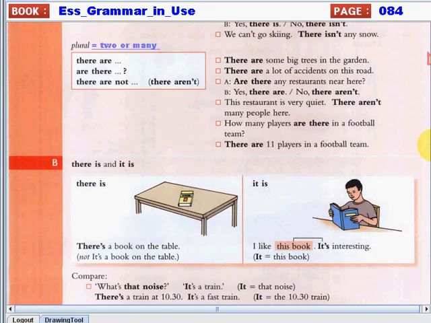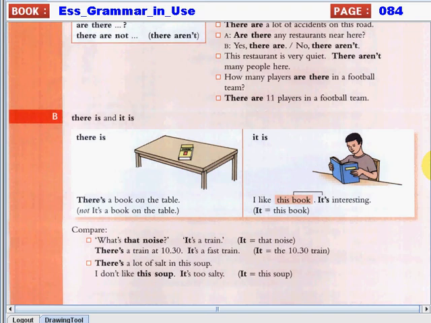Let's go now to letter B, or the second part. Here, there is and it is. So how to use there is and it is? Look at the first picture here. What can you say about this picture? Yes, there's a book on the table. You cannot use it's a book on the table. It's wrong. Okay, so we can use it if the object is near to you.